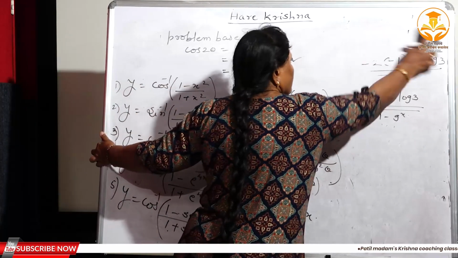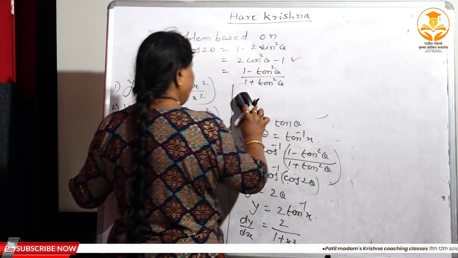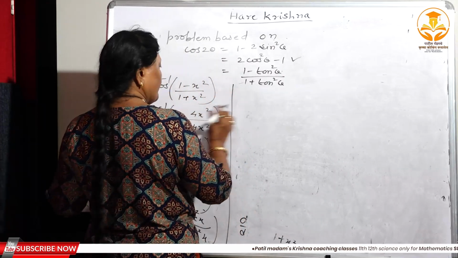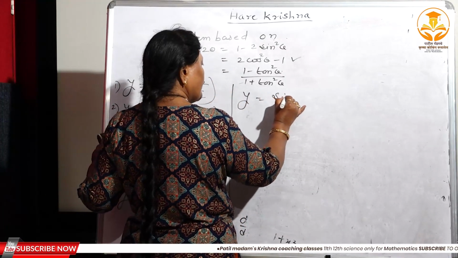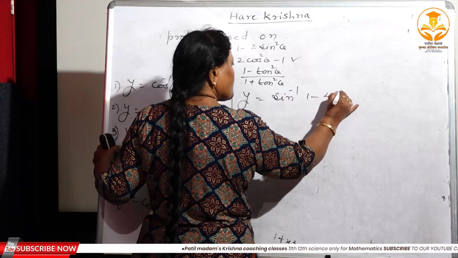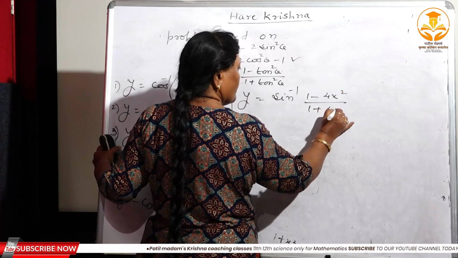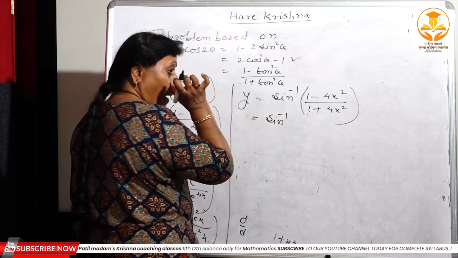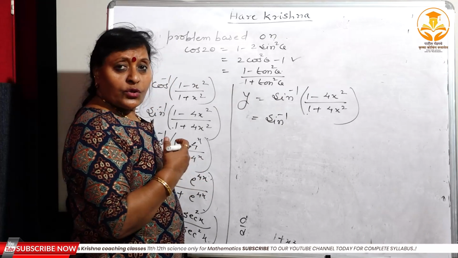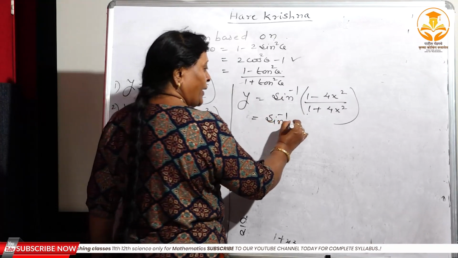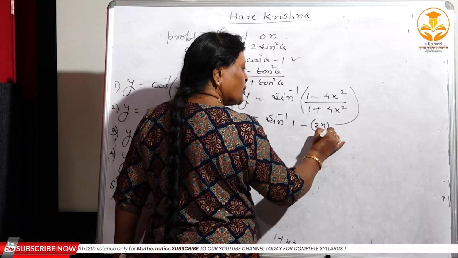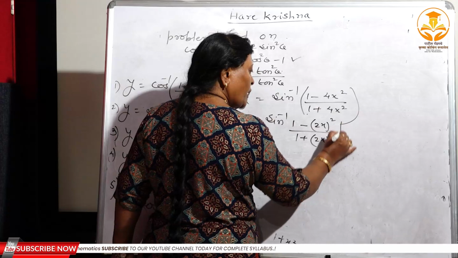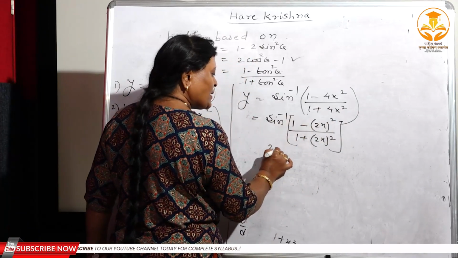Now I am going to take the second one. See, the second one, y is equal to sine inverse of 1 minus 4x square upon 1 plus 4x square. How will you manage the problem? See yourself. Now you have got the idea, right? We have done so many problems. From that you will get the idea here. This 4x square you can write as 2x whole square, and here also 4x square you can write as 2x whole square. Now where you can substitute? 2x is equal to tan theta.